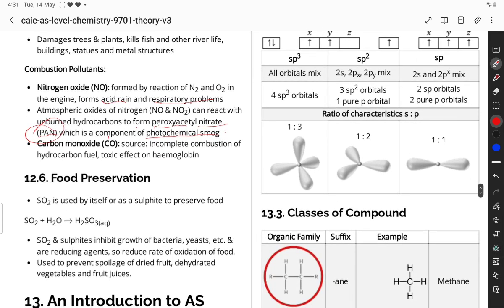Food preservatives. Sulfur dioxide is used by itself or as a sulfite to preserve food. Sulfur dioxide plus water forms sulfurous acid. Sulfur dioxide and sulfites inhibit growth of bacteria, yeast, etc., and are reducing agents, so they reduce the rate of oxidation of food. Used to prevent spoilage of dried fruit, dehydrated vegetables, and fruit juices.